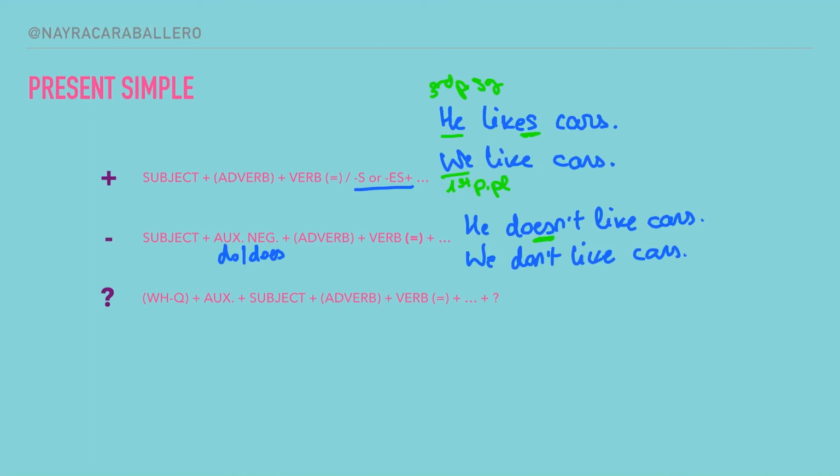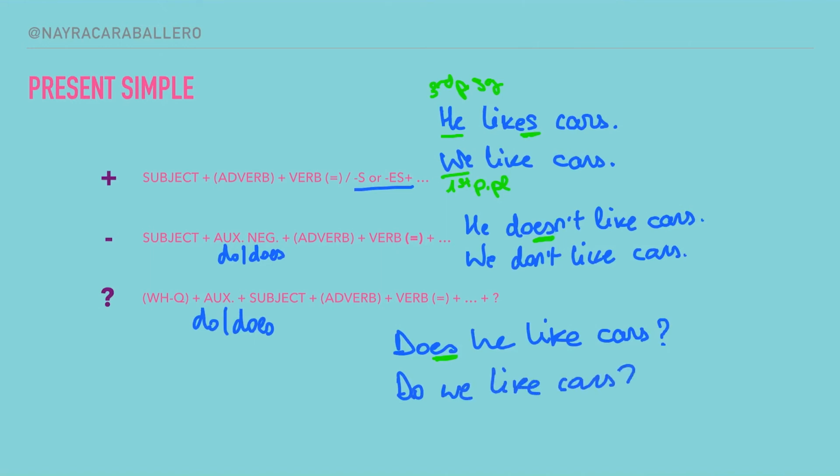And now the question form. The auxiliary again is do or does. So following this structure, the question would be, does he like cars? Again, es ending is in the auxiliary verb, so we mustn't write likes, okay? Or do we like cars? And that's present simple tense.